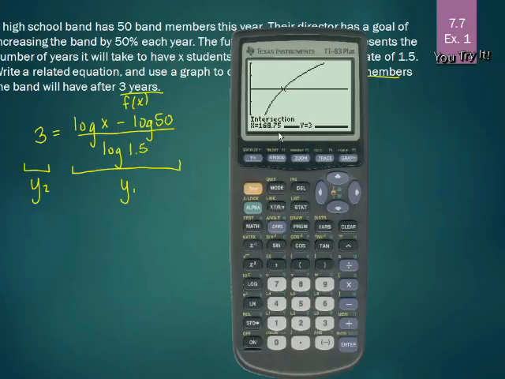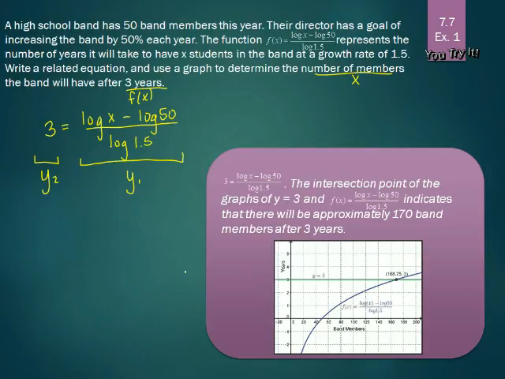So let's go ahead and summarize our answer. Our final answer is 3 equals log of x minus log of 50 divided by log of 1 and 5/10. The intersection point of the graphs of y equals 3 and f of x equals log of x minus log of 50 divided by log of 1 and 5/10 indicates that there will be approximately 170 band members after 3 years.